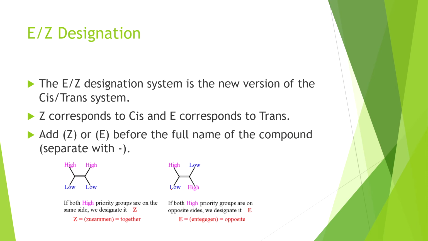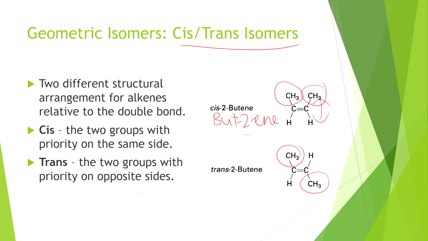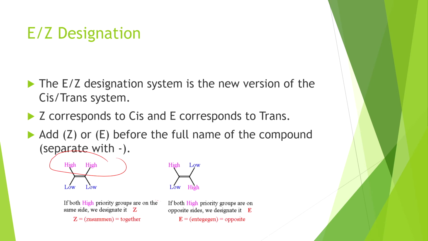The EZ designation system. The EZ designation system is the new version of the cis-trans system. Z corresponds to cis, and E corresponds to trans. Add bracket E or bracket Z before the full name of the compound, separated with a dash. As you can see here, the two groups with higher priority on the same side are known as Z, similar to the cis system. And the two groups with high priority on opposite sides are the E system, similar to trans. A quick tip for remembering it: Z sounds like the same side, and it starts with Z, so you know that Z means that it's the same side.